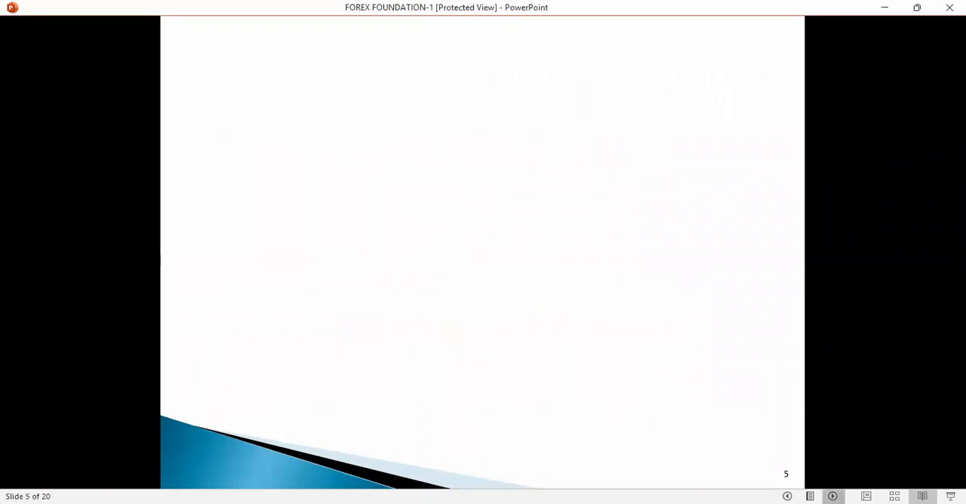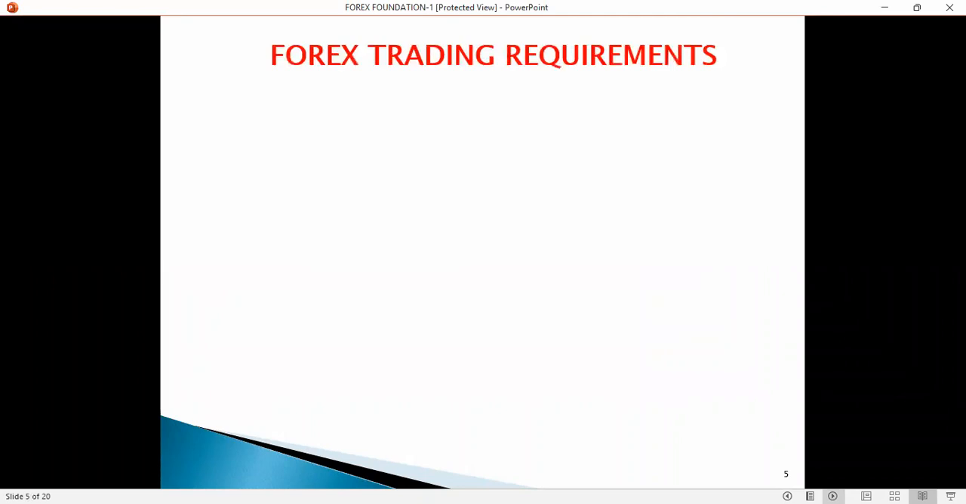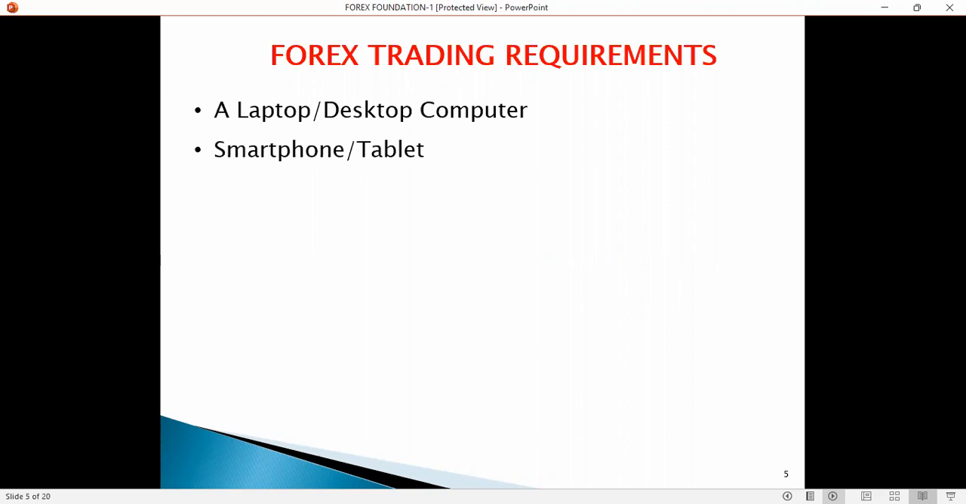So let's dive into the next page. Forex trading requirements. This is very, very simple. And these are the things you need to put in place for you to start trading. All right. For those who are not new, you guys know all these things already. But for those who are totally new, these are the things you need to put together to start trading and to start learning. You need a laptop and a computer, okay? You need a smartphone or a tablet.